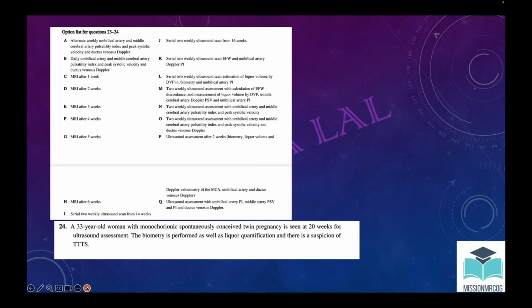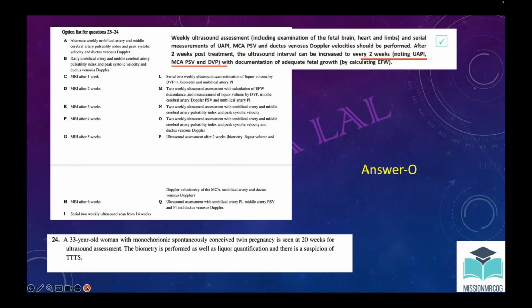Very difficult guideline. So the patient is seen at 20 weeks, biometry performed for liquor quantification, suspicion of TTTS. At 20 weeks, suspecting TTTS, how should they monitor? Twice weekly ultrasound with umbilical artery. Like this also you have to remember umbilical artery PI, MCA PSV, DVP, and estimated fetal weight.